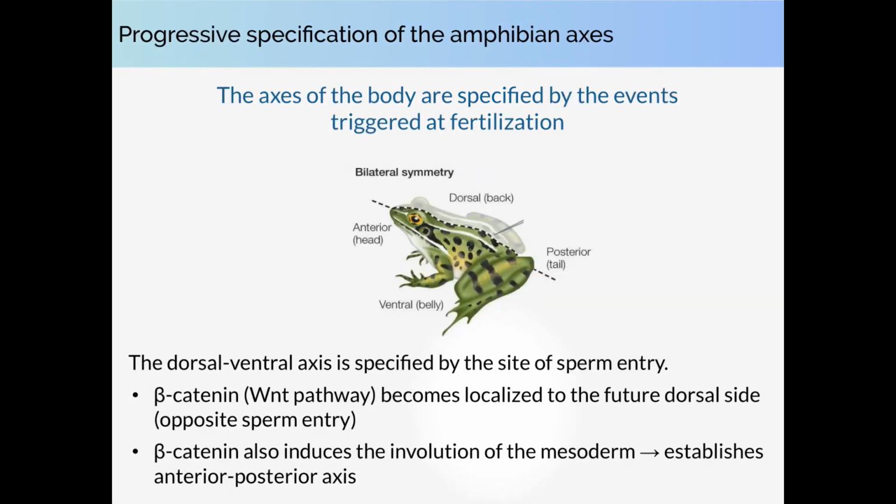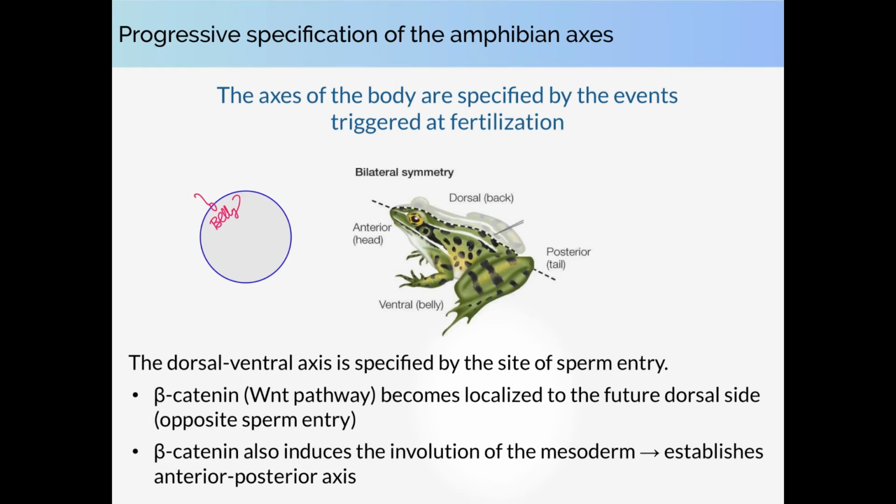The localization of maternal factors is also important for the specification of the dorsal-ventral and anterior-posterior axis. But in this case, the axes of the body are specified as a consequence of fertilization, and they become fully apparent at gastrulation. Now, recall that the dorsal-ventral axis is specified by the site of sperm entry, with the site where the sperm enters becoming the belly of the organism.